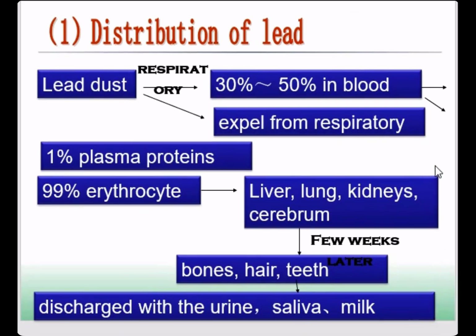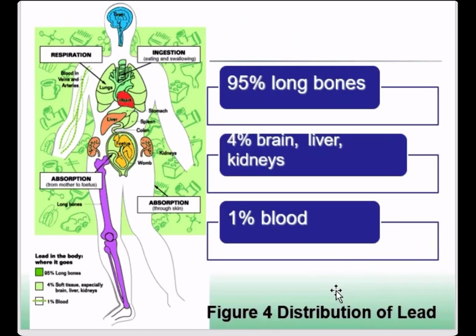So from this picture, you will see that after respiration of the lead, it stays in the blood as soon as possible and then goes into different organs, but it won't stay there for long because it will go to the bones, hair, and teeth. So 95% of the lead distribution is in long bones, and you will find 4% in brain, liver, and kidneys. Only 1% will stay in blood. But we still can test the blood to measure the lead concentration in the patient's body.